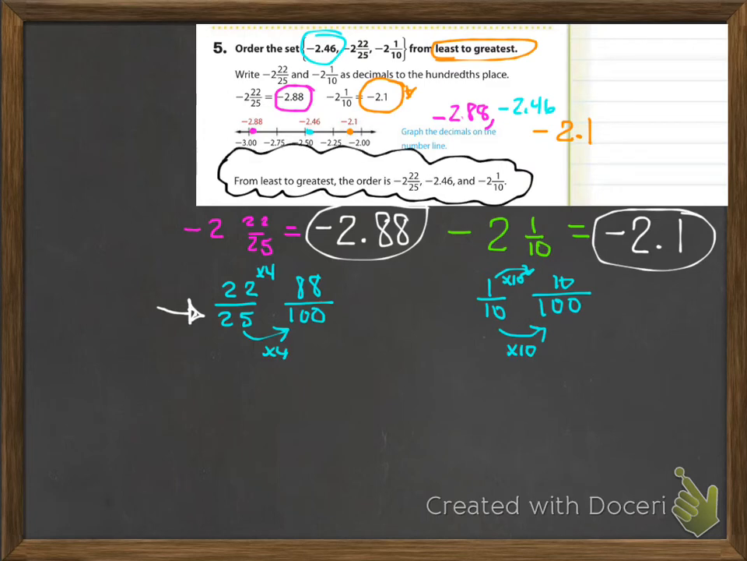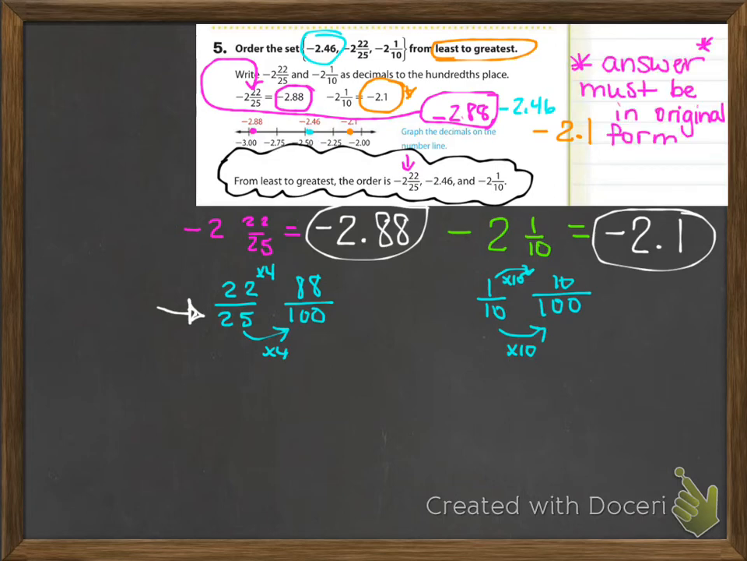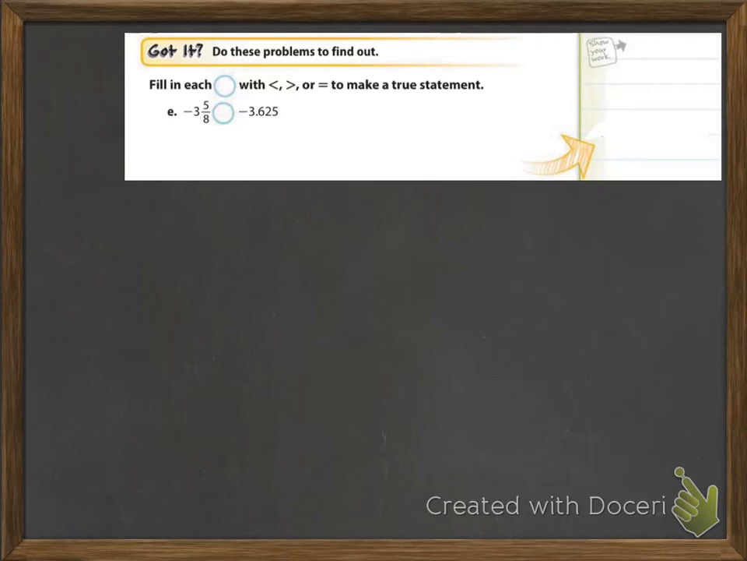So notice that we took the negative 2.88, see that right here, okay? We need to be able to refer that back, way back here, to the negative 2 and 22/25, because this is what needs to be in your final answer. So you can't forget that your answer must be in original format. So go ahead and write that. Right here, you can see that I've written a note for you: answer must be in original form. So that is completely correct. And now notice I'm going to circle in orange that negative 2.1 because remember that went with negative 2 and 1/10. So you just want to make sure that for your final answer you get it back in the original form.